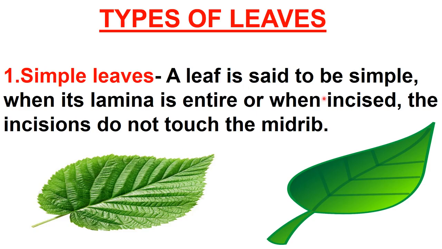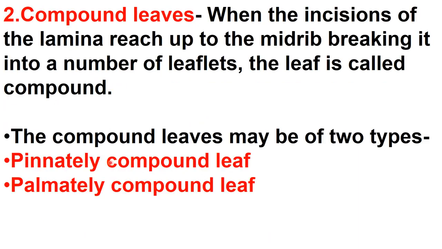So a leaf is said to be simple if the lamina is entire like this, or when incised, the incisions do not touch the midrib like this. Such a leaf is called a simple leaf. The second type of leaf is the compound leaf. When the incisions of the lamina reach up to the midrib, breaking the leaf into a number of leaflets, the leaf is called a compound leaf.